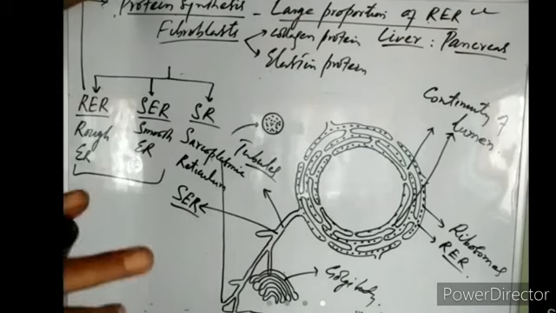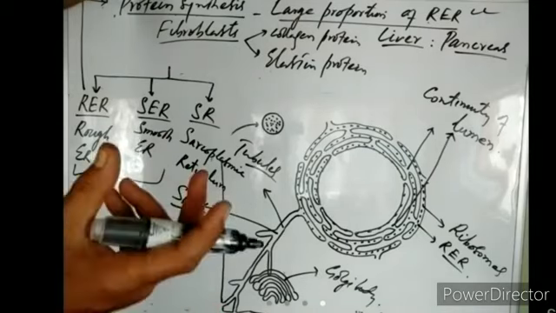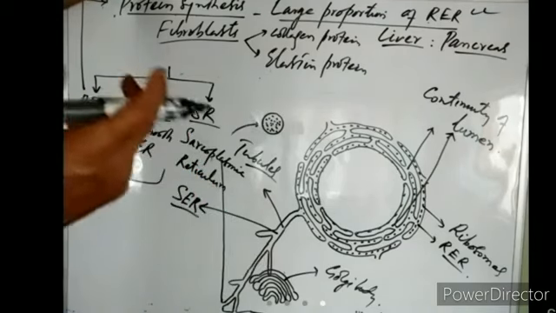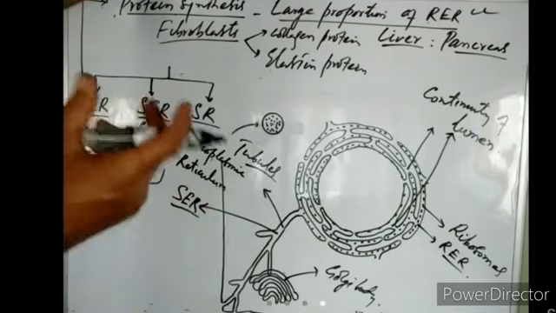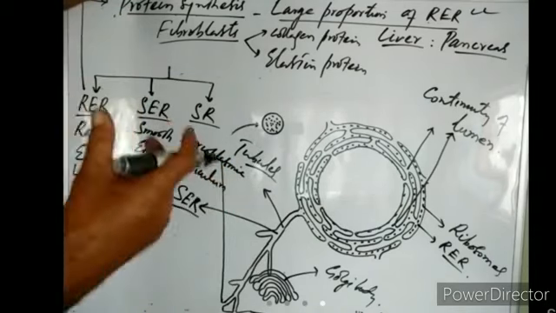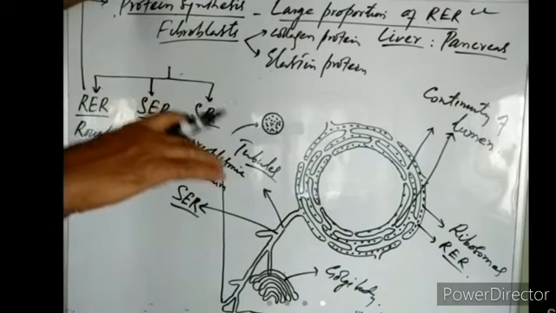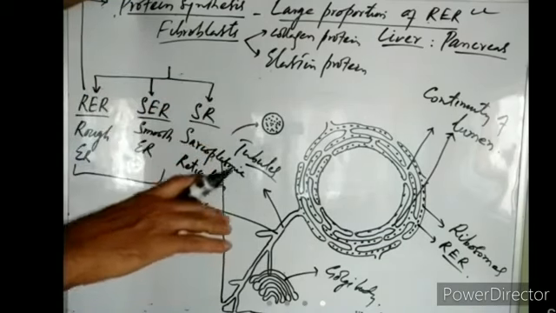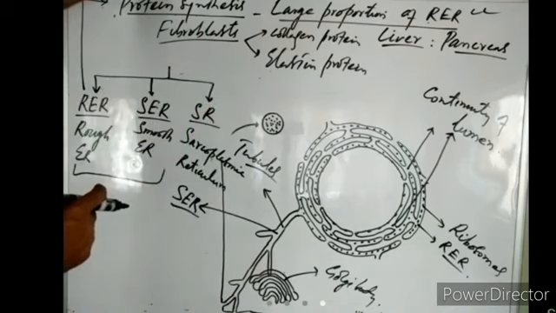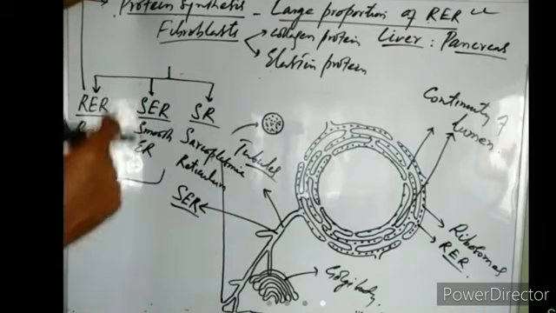So all those cells which are engaged in protein synthesis will have a greater proportion of rough endoplasmic reticulum, because rough endoplasmic reticulum bears ribosomes on it, and it is actually the ribosome which forms the polypeptide chains. Then the ribosome releases that polypeptide chain in the lumen of rough endoplasmic reticulum, where those polypeptide chains bend, fold, and assume the secondary structure, tertiary structure, or quaternary structure.